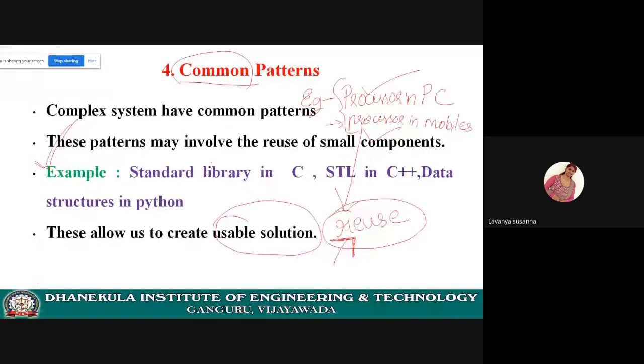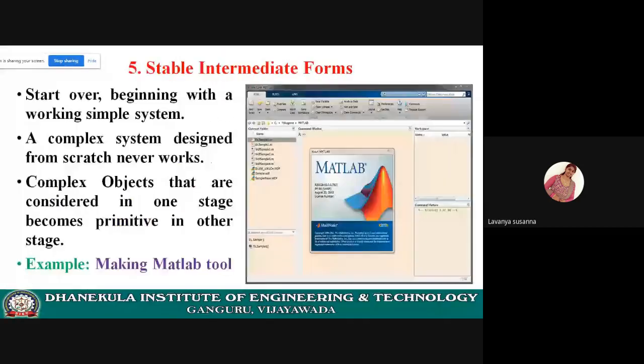Next feature: stable intermediate forms. Stable next attribute, or next feature, or next property. Stable intermediate forms. See, it is very difficult to design a complex system.